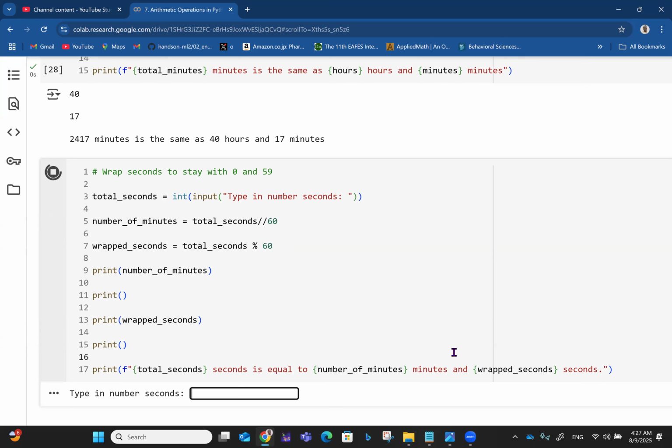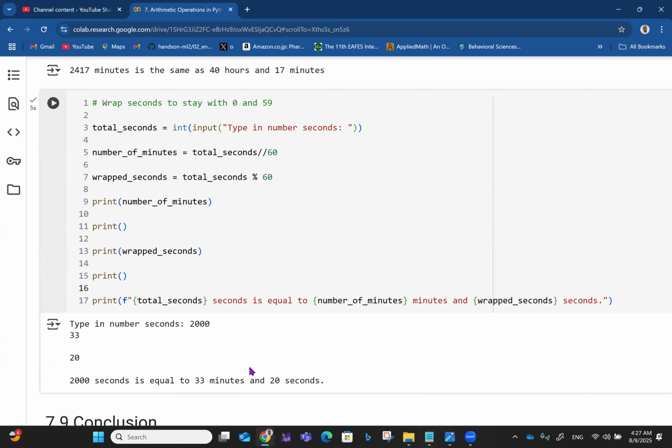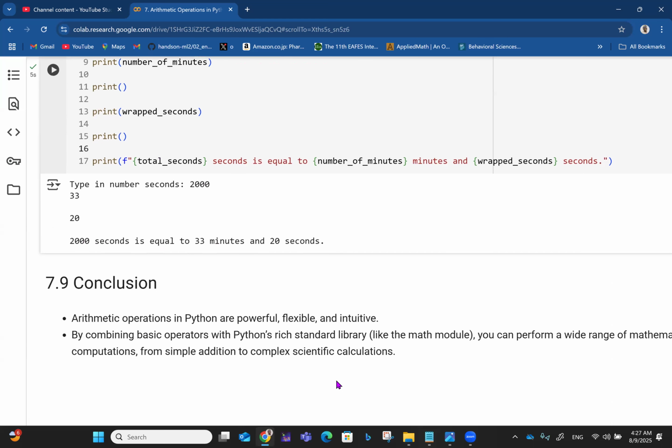So if you run this now, it's going to ask you to type in the number of seconds. Let me say 2000 seconds, okay? And press enter. So what happens? 2000 seconds means the number of minutes will be 33, right? Then wrapped seconds. 60 goes in 2000 33 times, and we have 20 seconds left. So it means that 2000 seconds is equal to 33 minutes and 20 seconds.